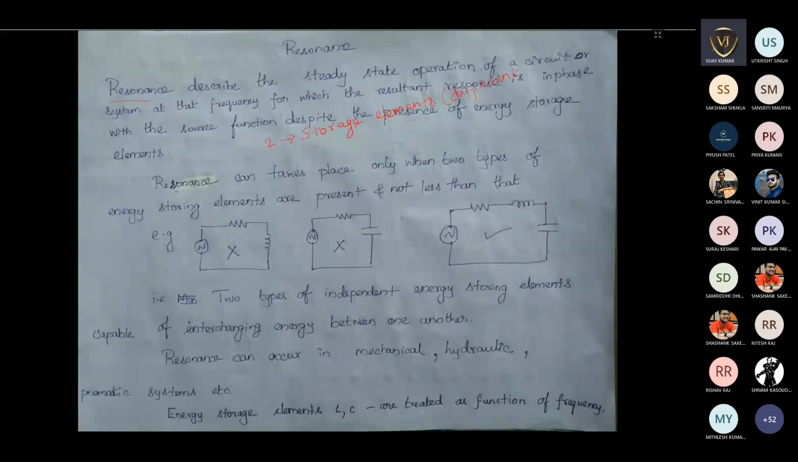If you are having an RL circuit, the resonance cannot happen. If you are having an RC circuit, the resonance cannot happen. So the resonance can happen only when two energy storage elements are available. One is an inductor and another one is a capacitor. I repeat, both should be different storage elements. So I have mentioned two types of independent energy storage elements capable of interchanging energy between one and another. That is what I mentioned about the inductor and capacitor.